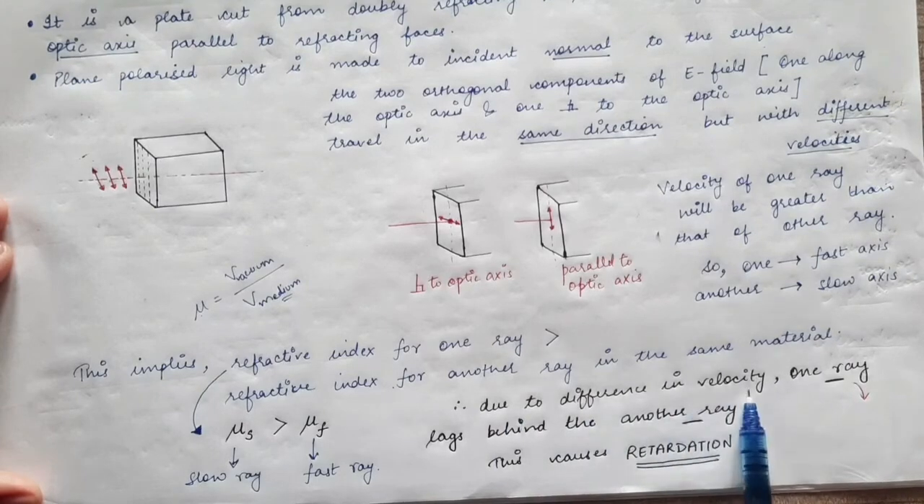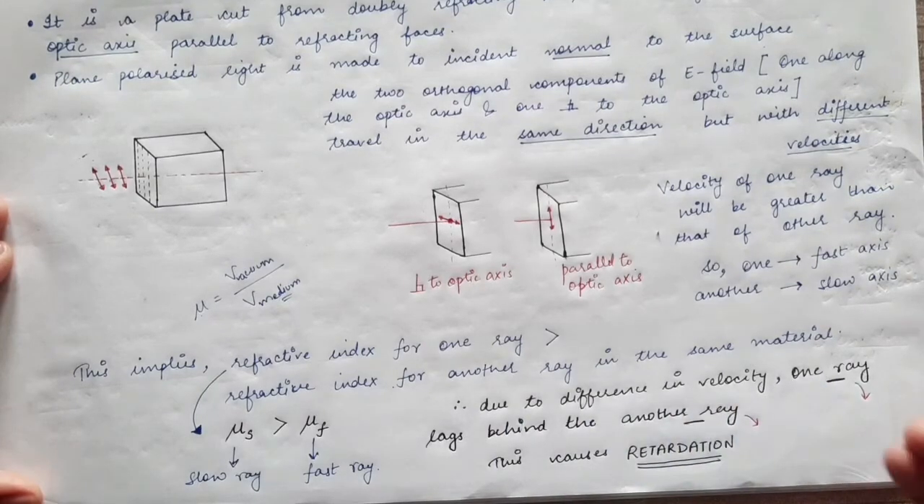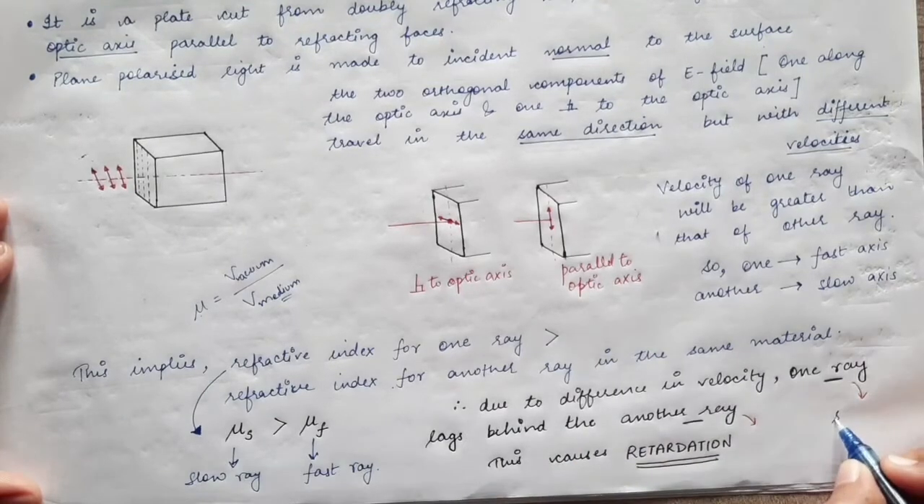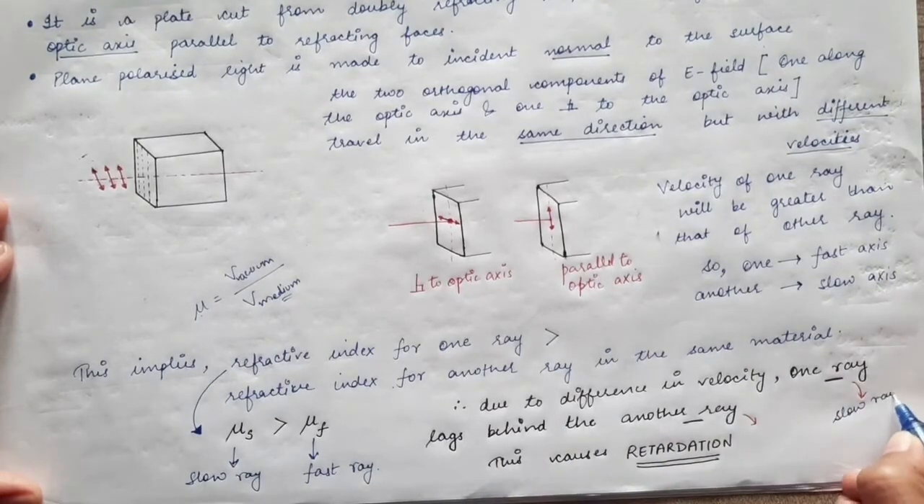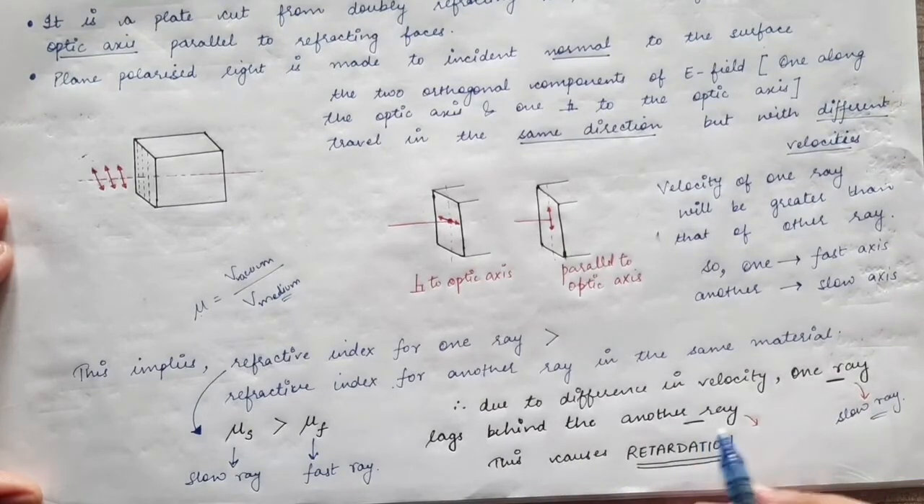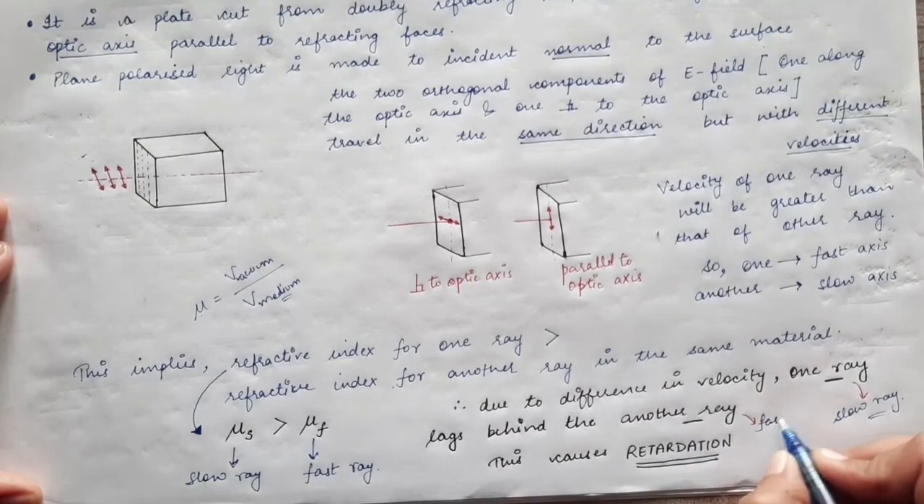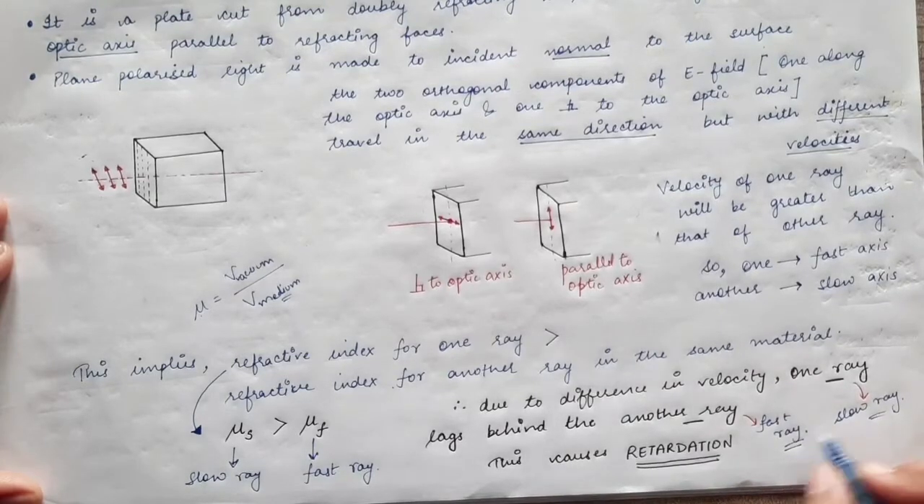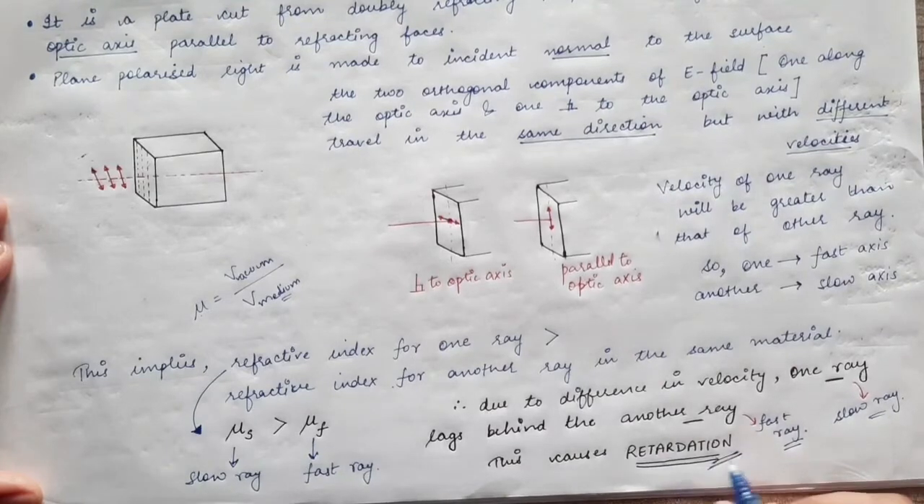So due to the difference in velocities, the one ray which lags behind will be called the slow ray, and the other which moves faster will be called the fast ray. So one ray will travel at a greater speed as compared to the other one. This is called retardation, or this causes retardation.